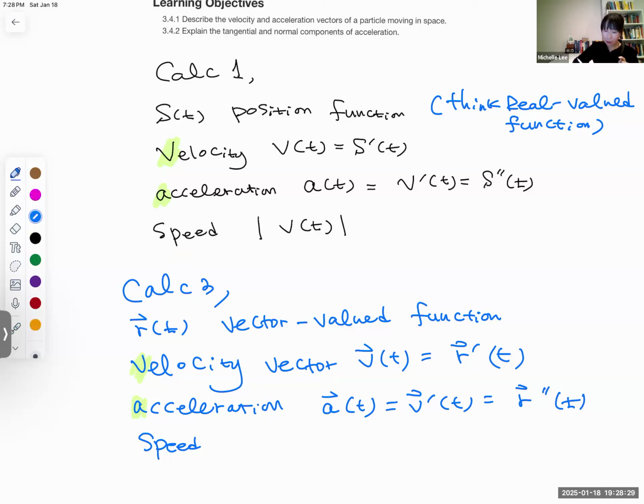I think we did it before, right? So speed is the magnitude of vector v of t. That is the same as the magnitude of r prime of t. So here it's like s prime of t there. Make sense? Basically we're following the same concept as Calculus 1, but in Calculus 1 we had a real number, a real function. In Calculus 3 we have a vector function. So exactly the same. Okay, let's do this problem.